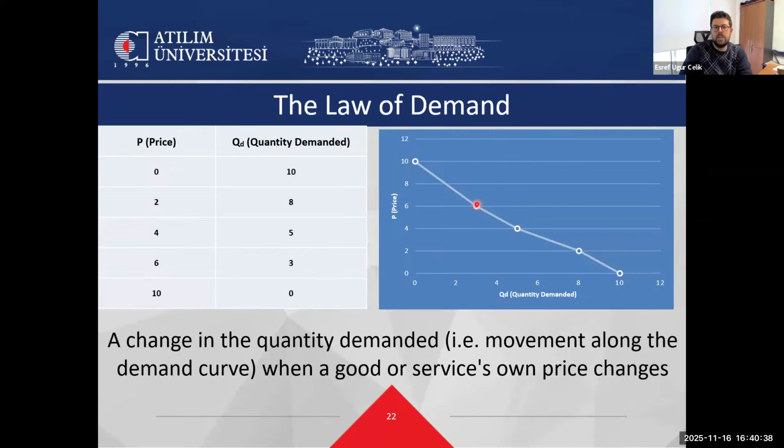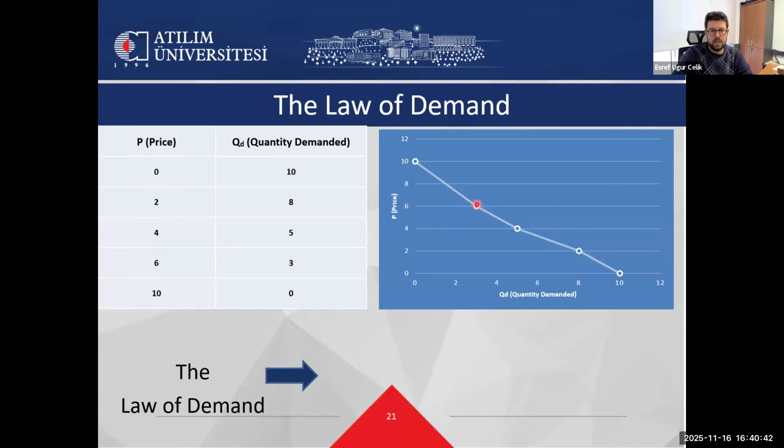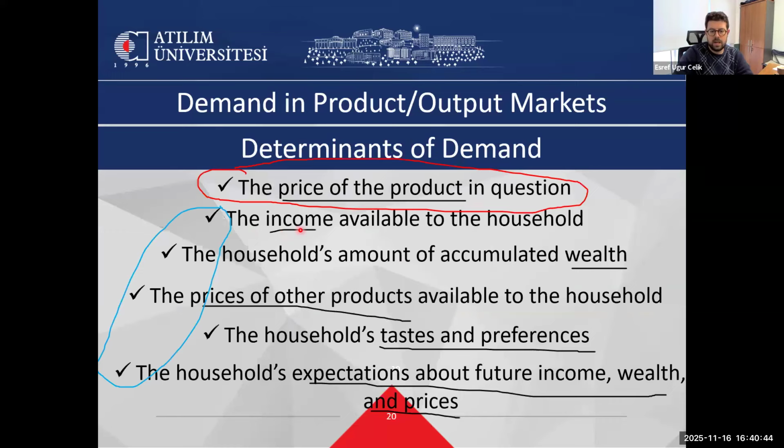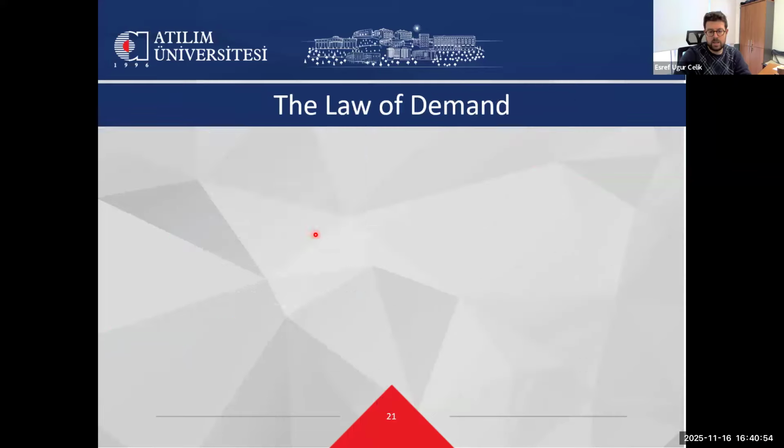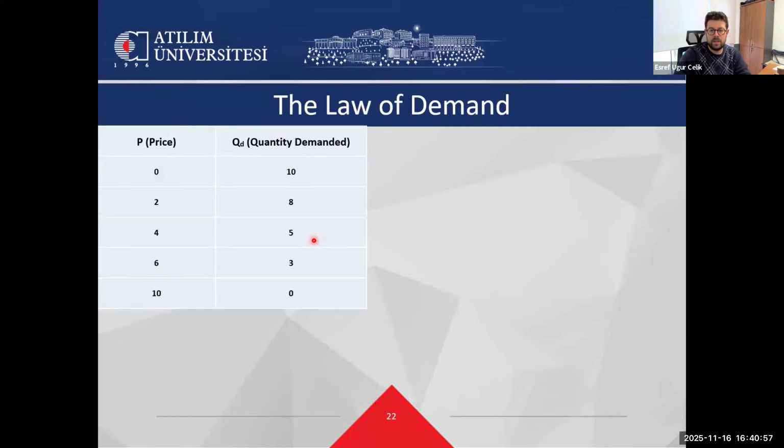Okay, as you remember from the lecture, then we can focus on the other factors: income, wealth, prices of other goods, tastes and preferences, and expectations. If the price of a good changes, we move along the demand curve. What about the other part? Let's start with income and wealth.